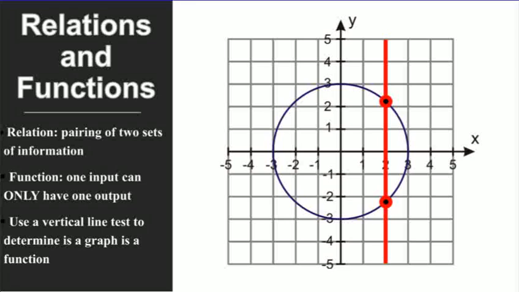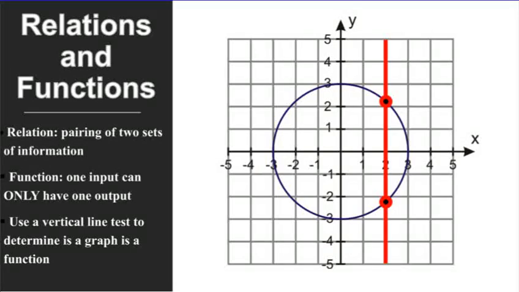A function is one input can only have one output. So if you have two numbers combined together, you can only have one number paired up with another number. So when we think of ordered pairs, the x-coordinate can only be partnered up with only one y-coordinate. And to determine if a relation is a function, we can use the vertical line test to determine if a graph is a function. In the picture here, we have a circle.